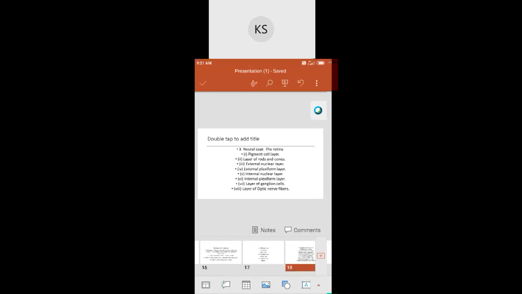And the neural coat, the retina, has 8 parts: the pigment cell layer, the layer of rods and cones, external nuclear layer, external plexiform layer, internal nuclear layer, internal plexiform layer, layer of ganglion cells, and layer of optic nerve fibers. Now, what is the structure of the human ear? The human ear is divided into 3 main parts: external ear, middle ear, and internal ear. The function of the ear has 2 types: mechanism of hearing and equilibrium.